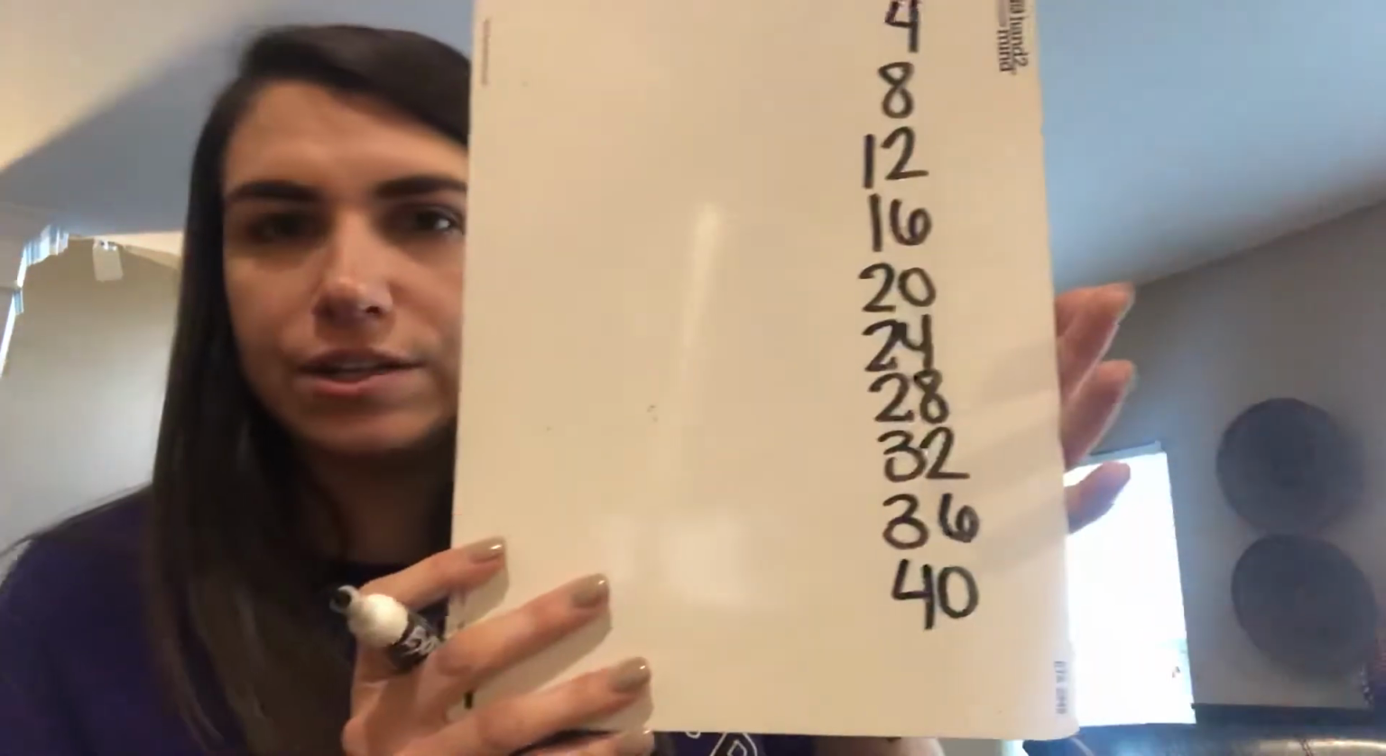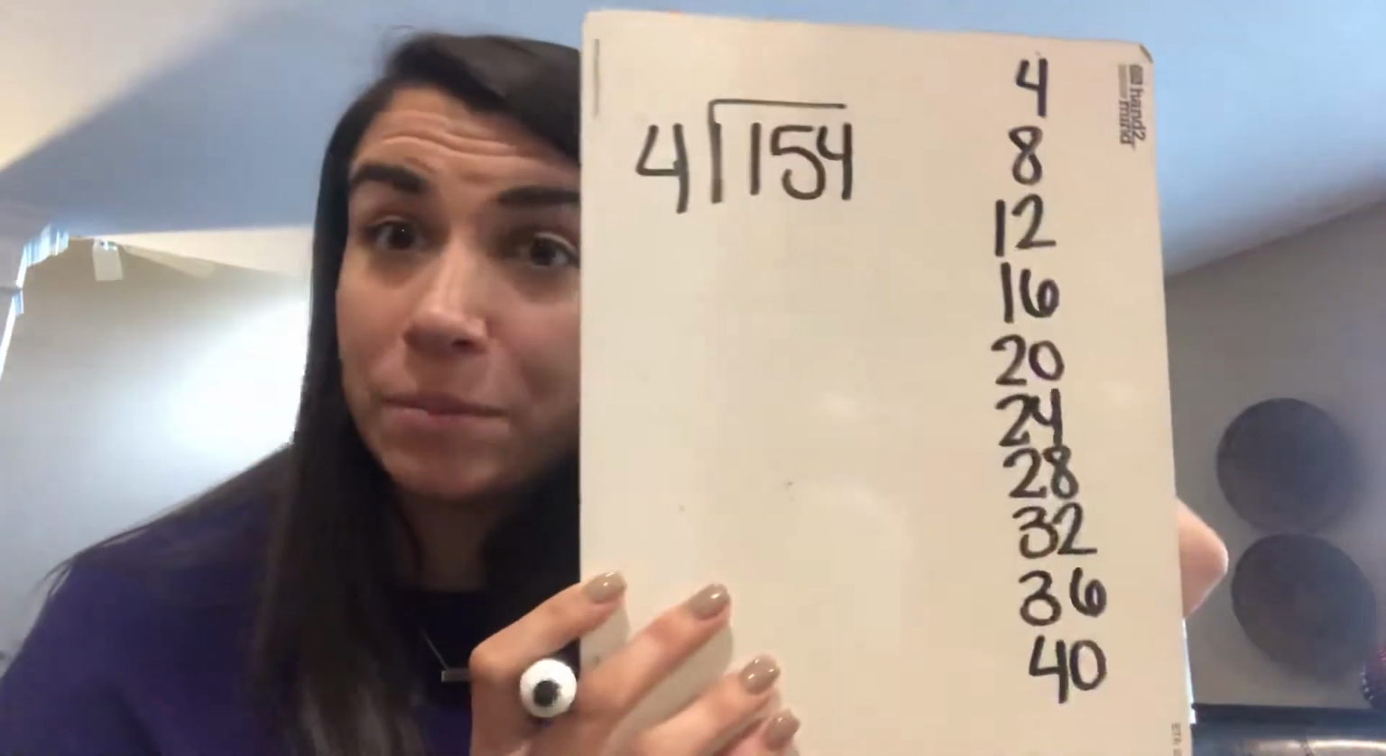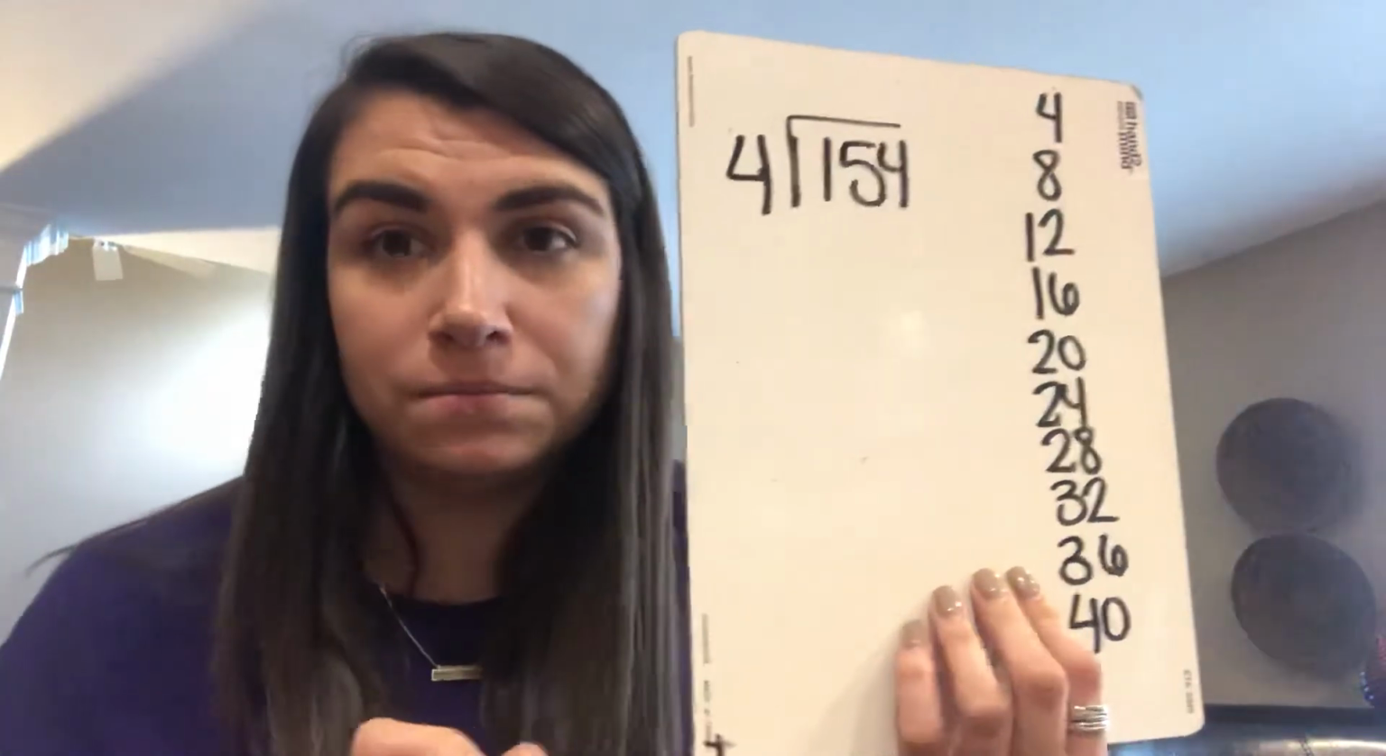All right, so together let's skip count by 4. So skip count with me. 4, 8, 12, 16, 20, 24, 28, 32, 36, 40. So there are your skip counts. All right, and here's your next problem. It's 154 divided by 4. So go ahead and pause and solve. And remember, you can do the Chester check step on your own after you solve.